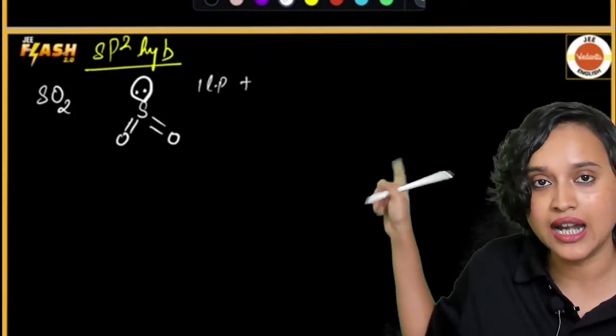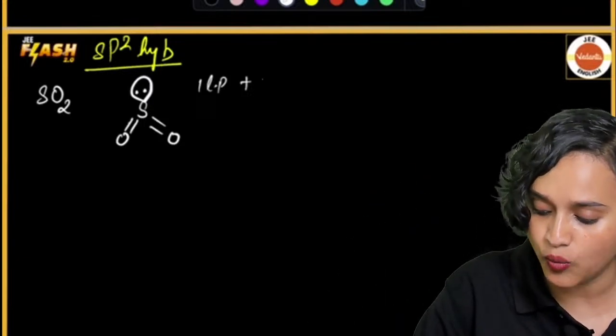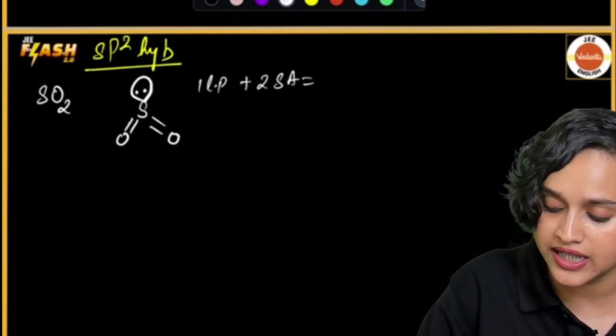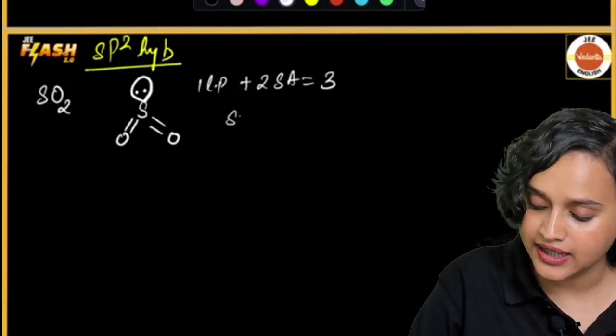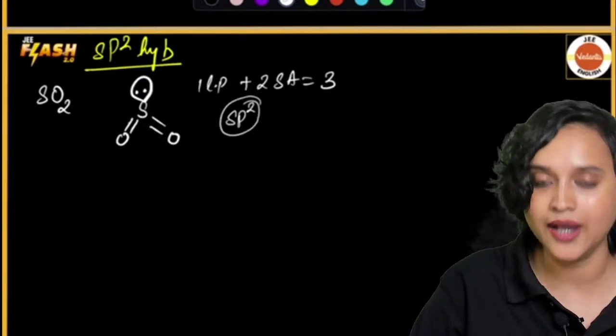How many surrounding atoms are there? There are two surrounding atoms. So one lone pair plus two surrounding atoms is equal to 3. If steric number is 3, that means our hybridization is definitely sp2 hybridization.